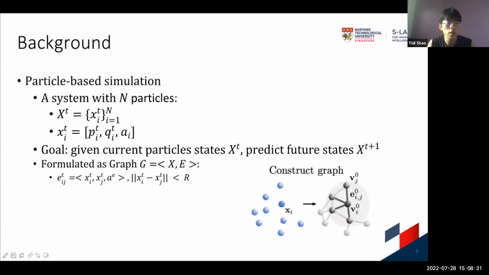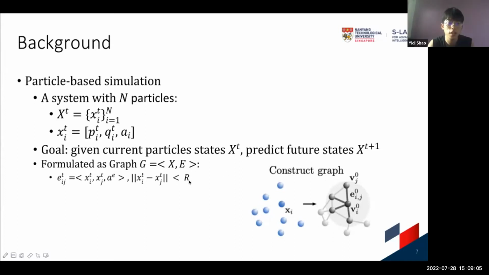So recent particle-based simulators often view a system as a graph and adopt graph neural network as the basic network structure. So in this approach, each particle is treated as a node in the graph. The edge is represented by two particles and a predefined attribute as shown here. And we only link two particles with edges if the distance between them is less than R.